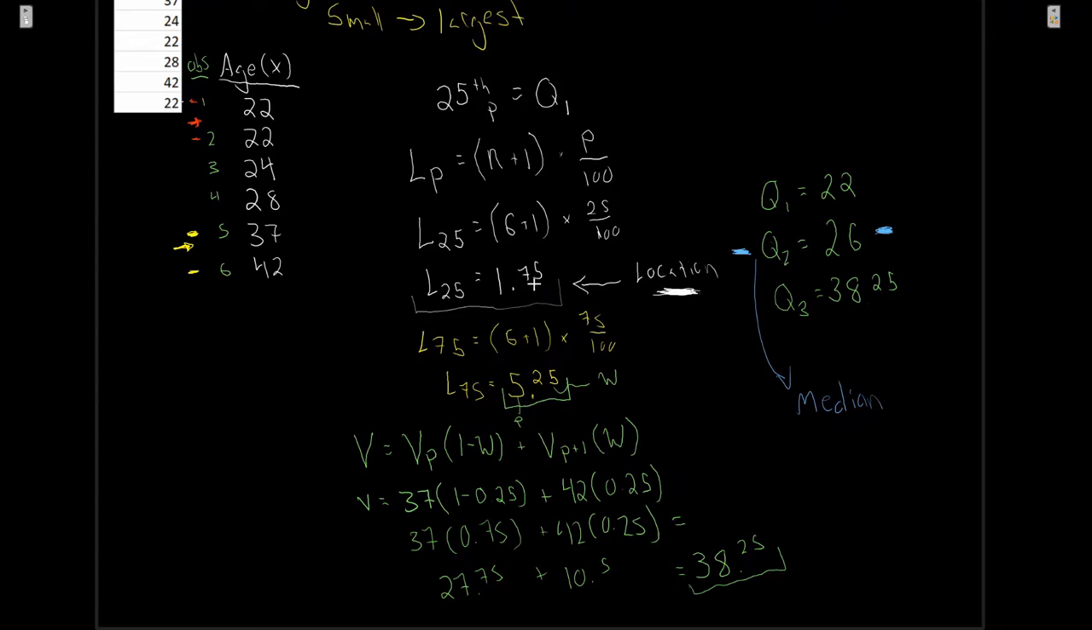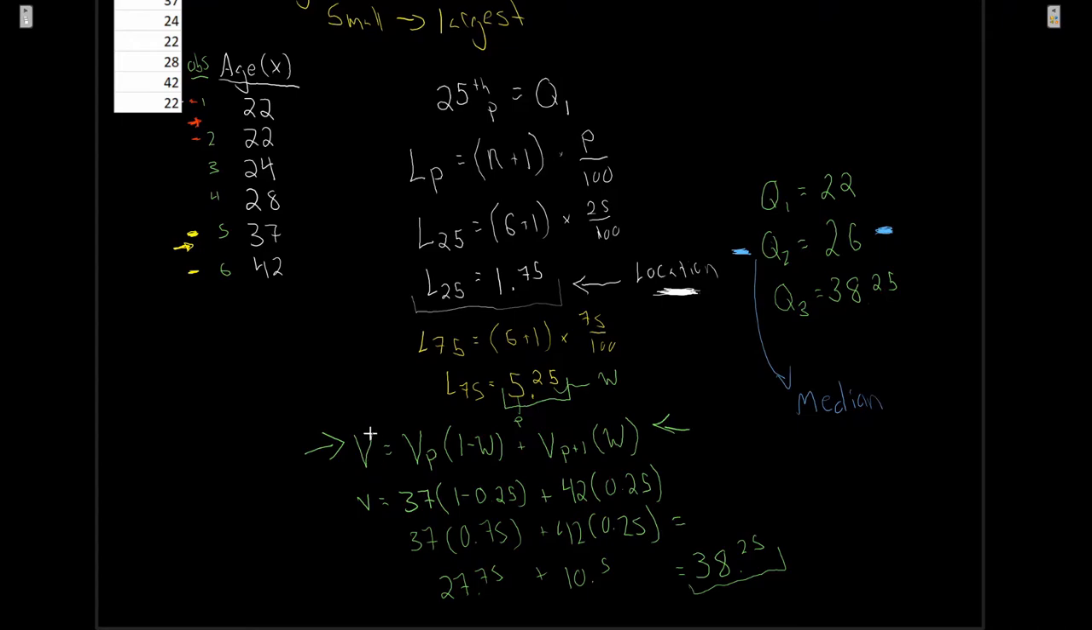But more often than not, it's going to be something like this, 1.75, 5.25. That is, our actual percentile is split between two locations, split between two observations. Well, in that case, you're going to have to use this weighted average formula here in order to determine what the actual value of our percentile is.